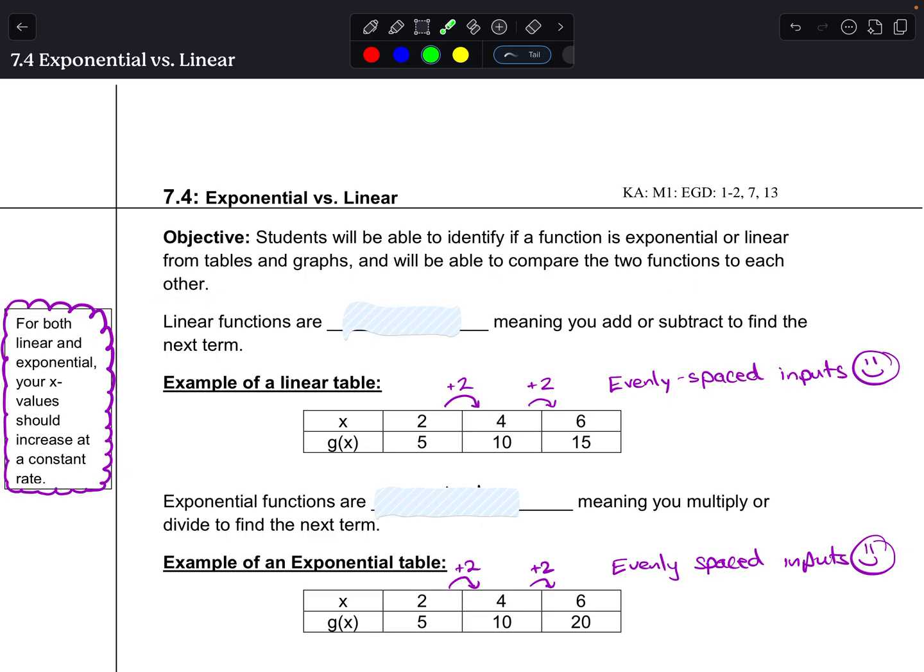All right, so the big takeaway from 7.4, the one thing I want you to remember, is I'm going to show you a strategy to determine if a function is linear or exponential.